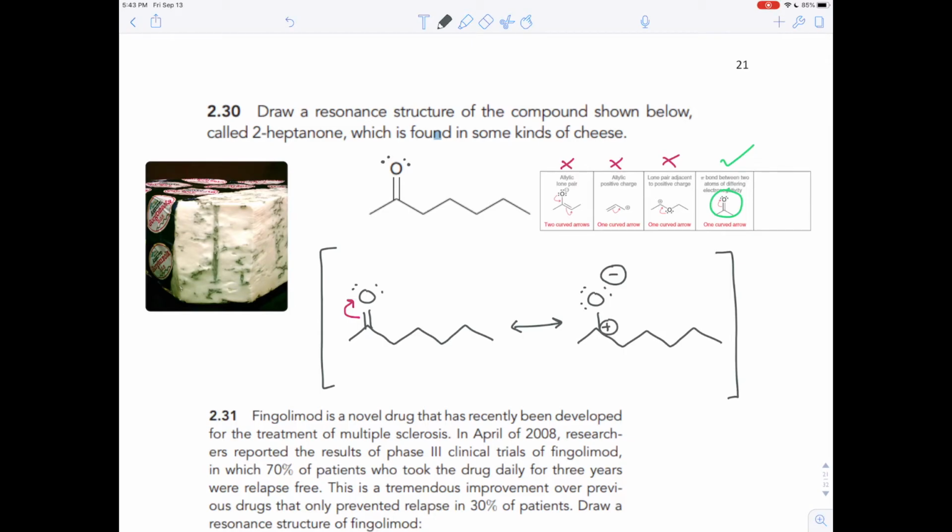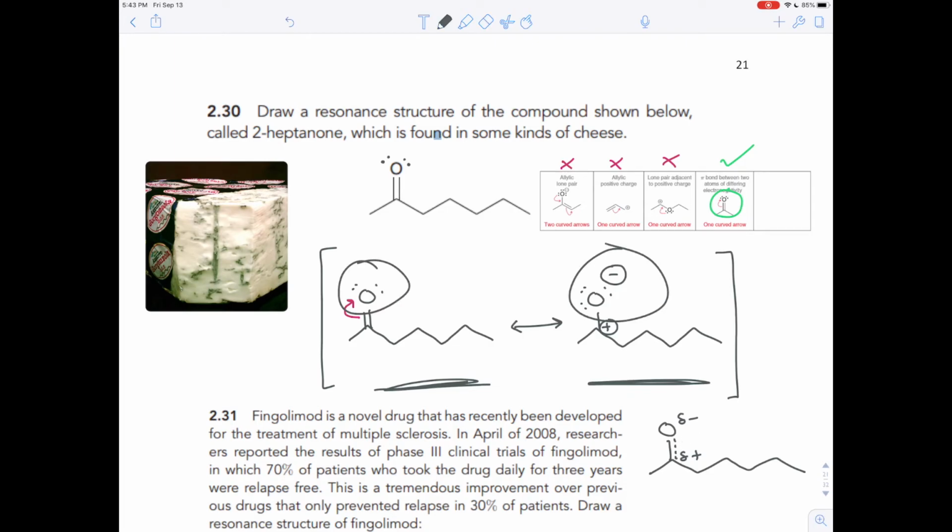The true structure never looks like this and never looks like this. It only, always, looks like the average between the two. So something like this. The bond between the carbon and the oxygen is not single or double, it's something in between. And the oxygen doesn't have a 0 charge, and it doesn't have a full negative charge, it has something in between. And the carbon doesn't have a 0 charge or a full positive charge, it has something in between.